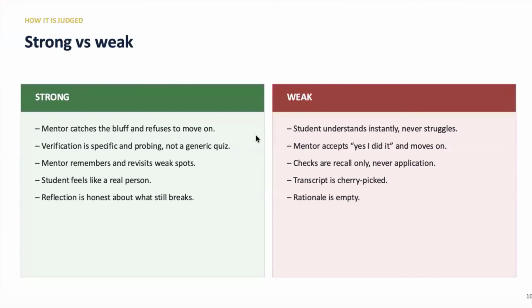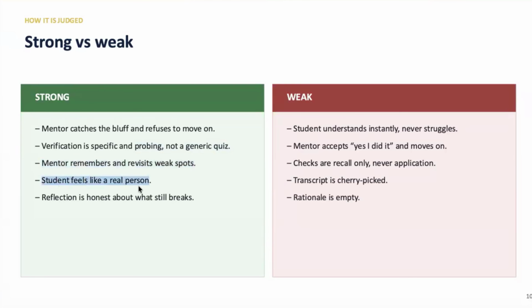And so again, it's repetition, but the strong and weak. So the strong mentor catches the bluff and refuses to move on. Verification is specific and probably not a generic quiz, so we don't simply ask A, B, C, D, whatever. Mentor remembers and revisits weak spots. So if the user says, okay, I understood it, but you see that it's not the fact, you may come back to some lessons and repeat some topics later. This would be also good.